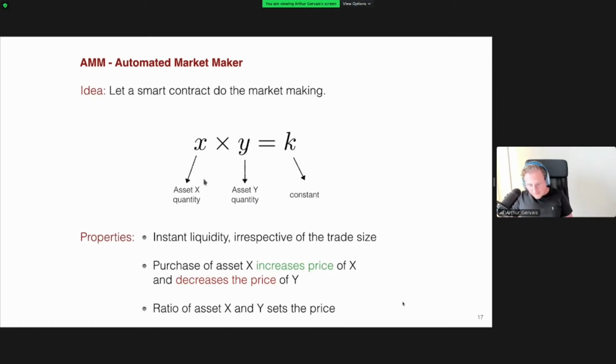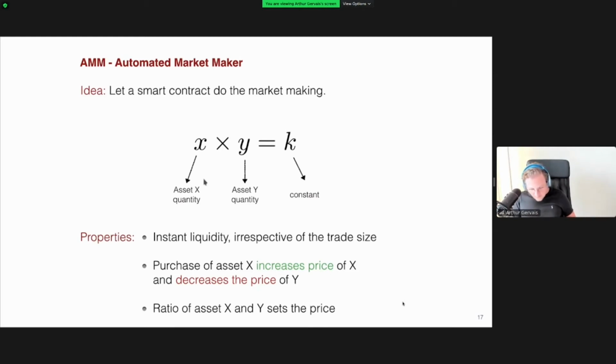This means whenever we provide asset X or asset Y to the AMM, we immediately receive a corresponding asset X or Y in return, right? We don't have to wait for any market participant to be ready to exchange a certain amount, and this is irrespective of the trade size. So that's quite an interesting property. However, the price depends significantly on the quantity that you want to trade, so on how many assets you want to trade.